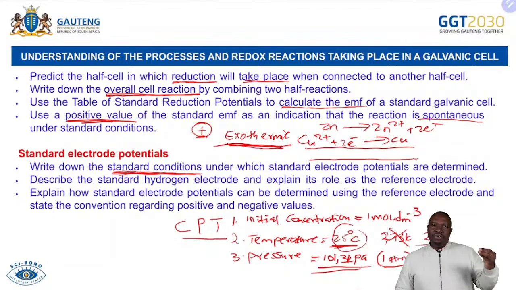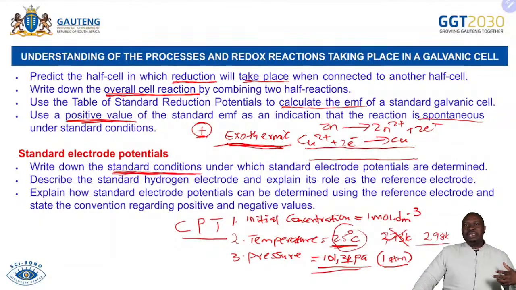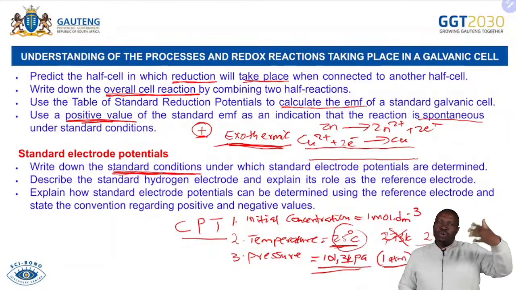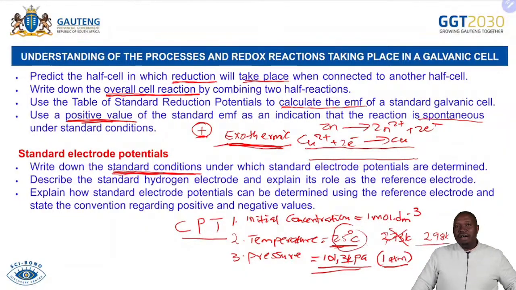I told you that if we say write down 2, you'll write concentration and temperature first. Then pressure is number 3 because it only affects when we have gases. If you have no gases, you will only have 2 factors that affect, or 2 standard conditions. I hope we are together.